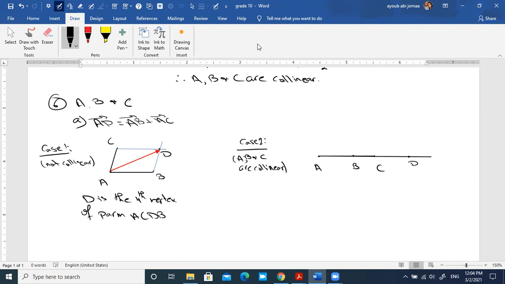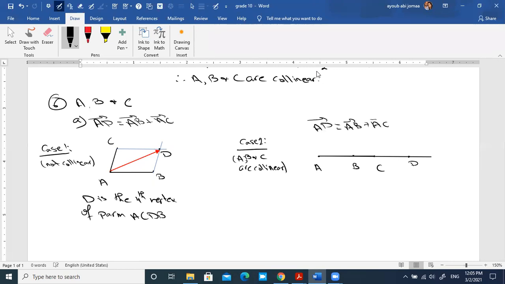I plot point D. Here AB. AD is equal to AB plus AC.